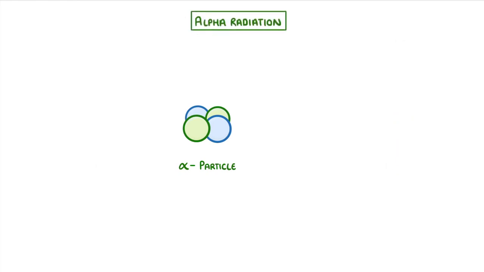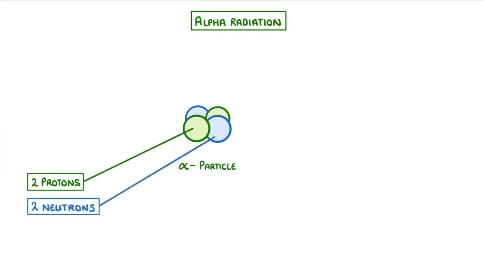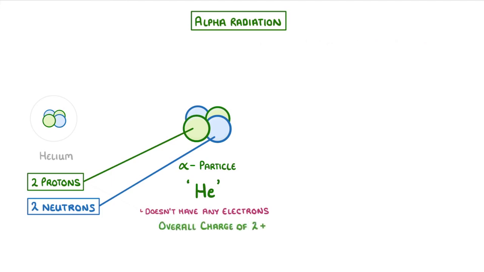Let's start with alpha radiation. Alpha particles are made up of 2 protons and 2 neutrons, which is exactly the same as the nucleus of a helium atom. So we normally represent alpha particles with helium's nuclear symbol, He. Importantly though, alpha particles don't have any electrons, so they have an overall charge of 2+, from those 2 positive protons.